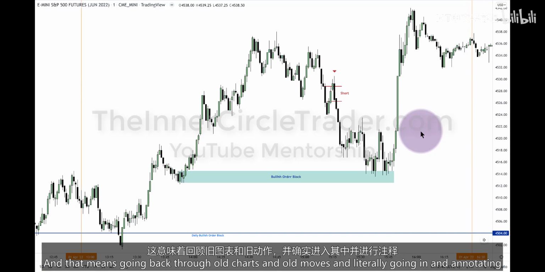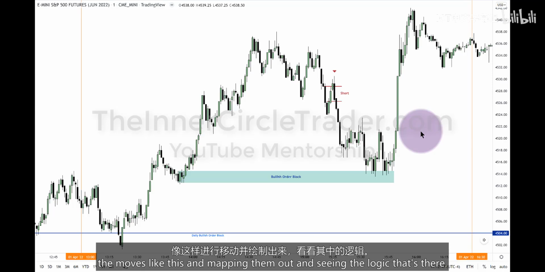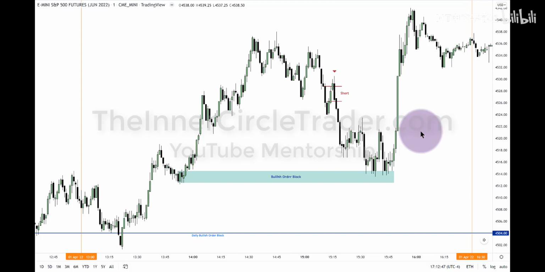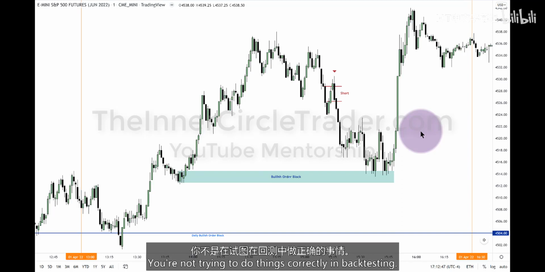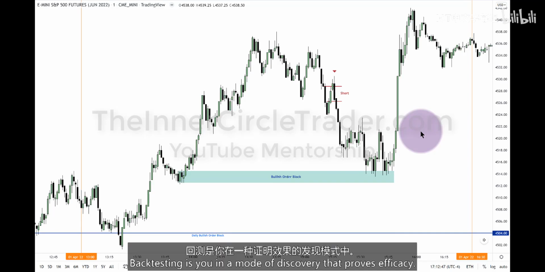And that means going back through old charts and old moves and literally going in and annotating the moves like this and mapping them out and seeing the logic that's there. Now, do not be afraid that you're going to do it wrong. All of you are going to be doing it wrong in the beginning. This is a skill set in backtesting you're trying to discover. Okay? You're not trying to do things correctly in backtesting. Backtesting is you in a mode of discovery that proves efficacy.